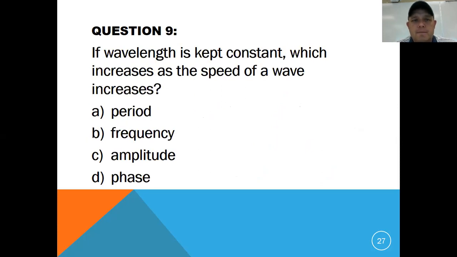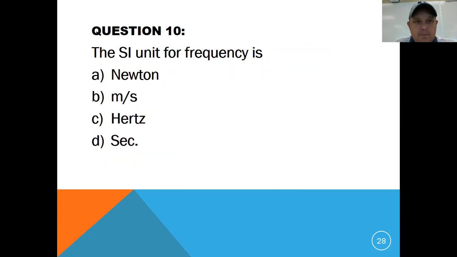Question number 9. My hint in this one is I would write out the equation for this one. So we're talking about wavelength and speed. So I'm going to use v equals frequency times lambda. That's that upside down Y. Now maybe you have to go remember what those things are. And what is the SI unit for frequency?